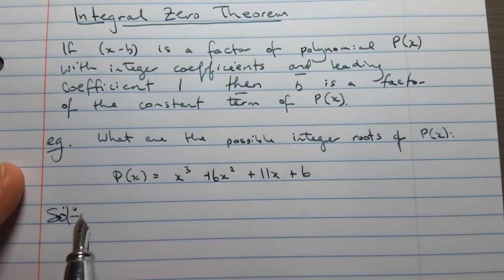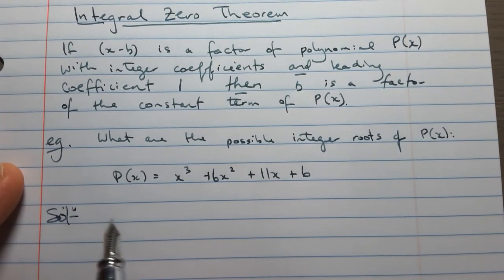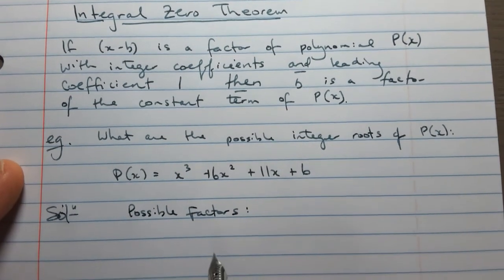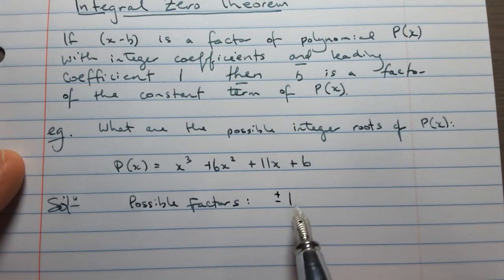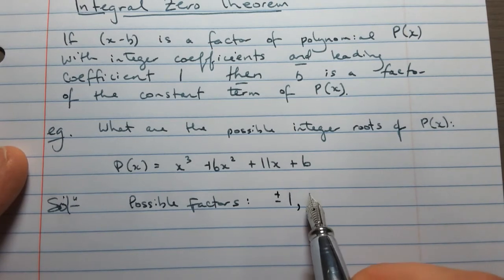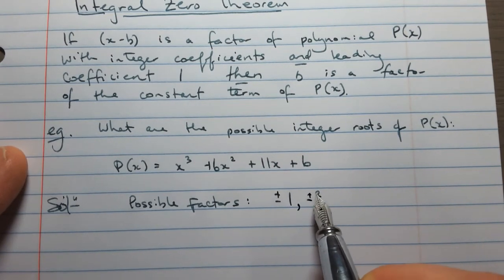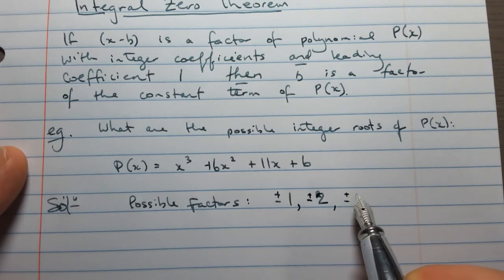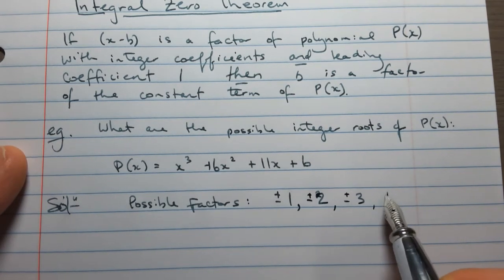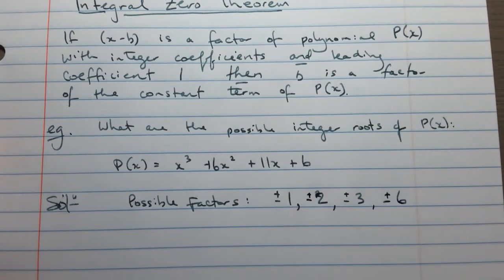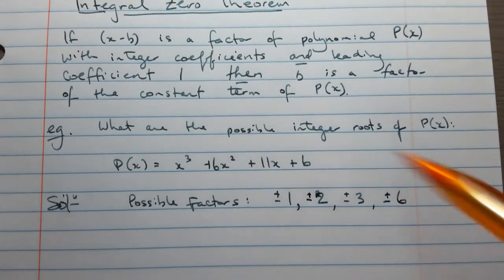So our possible factors are plus or minus 1. So I've listed plus 1 and minus 1 together here. Plus or minus 1. Plus or minus, that's supposed to be a 2. Plus or minus 3. And plus or minus 6, because those are all factors of 6. That's the thing that really matters here.